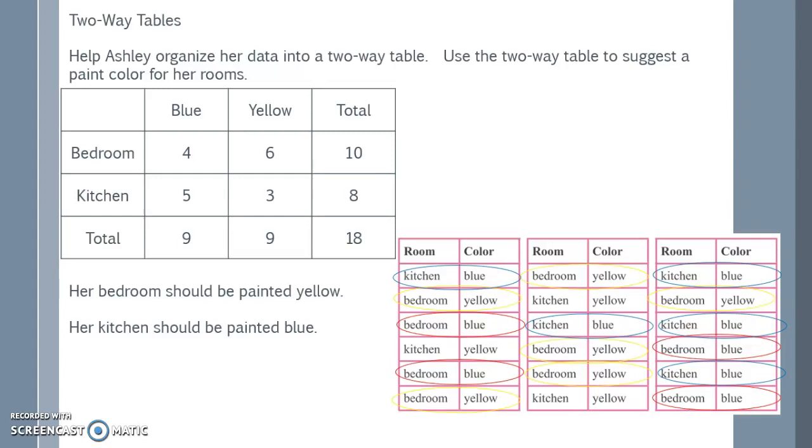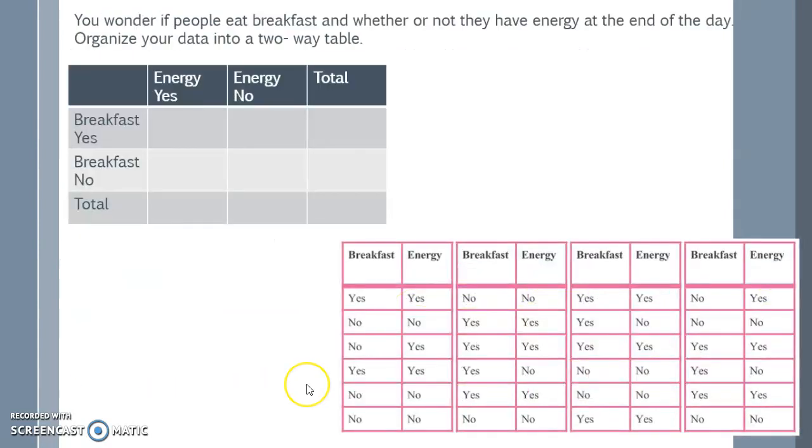When I look at the data, I see that her bedroom should be painted yellow and her kitchen should be painted blue, because that is where most of the data lies. You wonder if people eat breakfast and whether or not they have energy at the end of the day. Organize your data into a two-way table. Take a moment to pause the video and fill in the table provided, given the data provided.